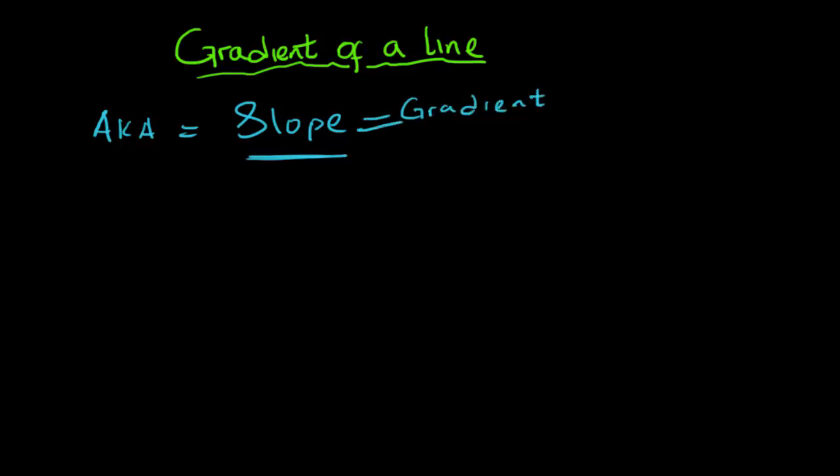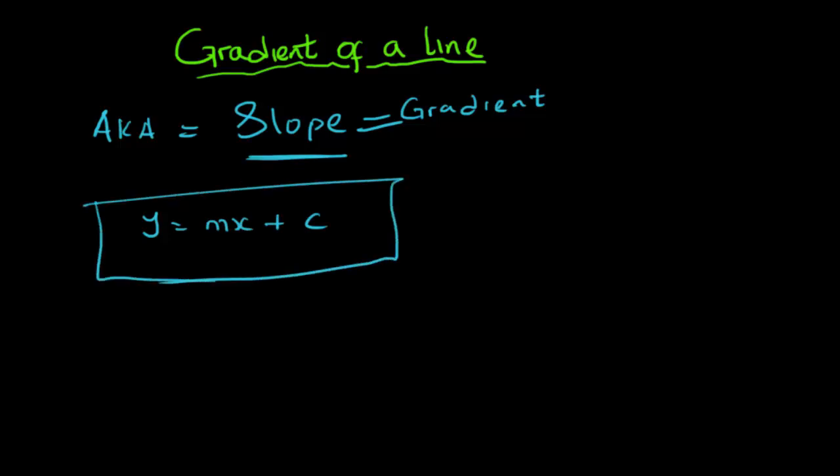Now, the next thing I want you to note is that every line has an equation. This is the general equation: y = mx + c, the general equation for a line. Here, m is the gradient or the slope, and c is known as the y-intercept.